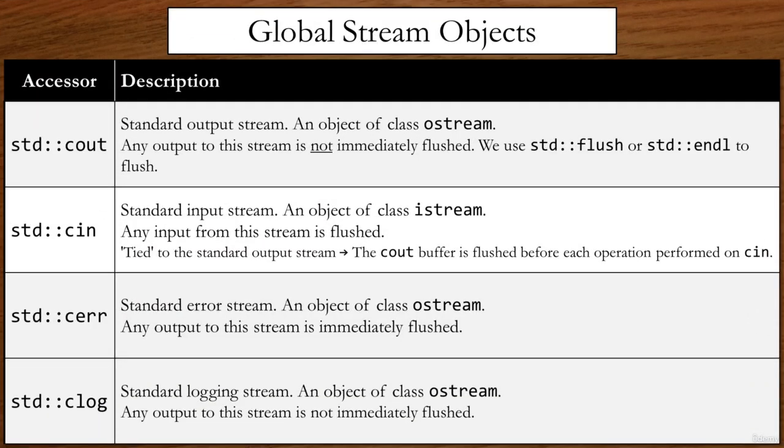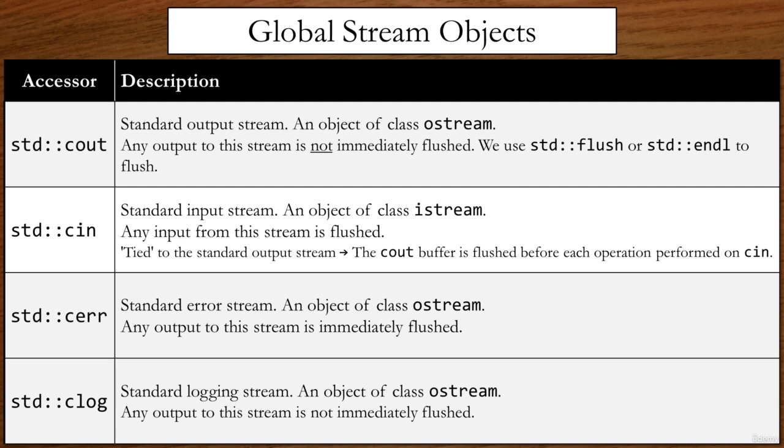Hey, in this lecture I want to discuss the global stream objects. Those are cout, cin, cerr, and then clog. These are objects, they have external linkage, meaning that they are global objects, and they have static duration. This simply means that they persist for the duration of the program.